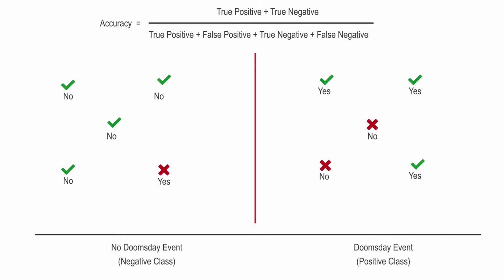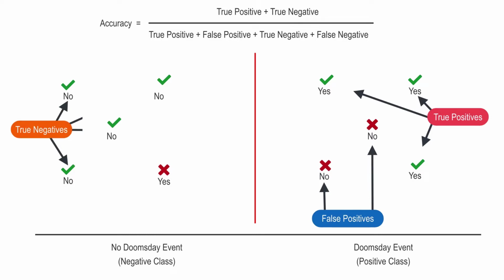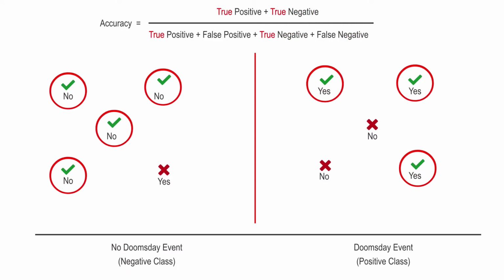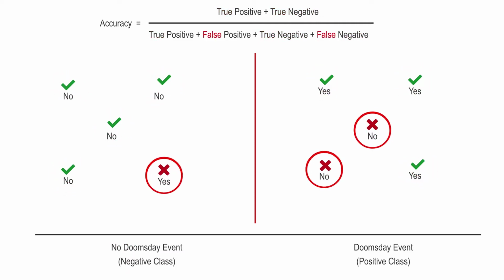Formulas are represented using the terms true positive, true negative, false positive, false negative. Positive refers to the positive class or category. In this case, it's the doomsday event category. Negative refers to the negative class or category. In this case, it's the no doomsday event category. True indicates if the model was correct in its prediction, and false indicates if it was not correct in its prediction.